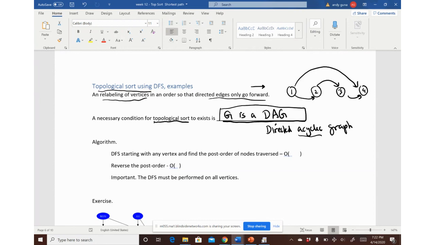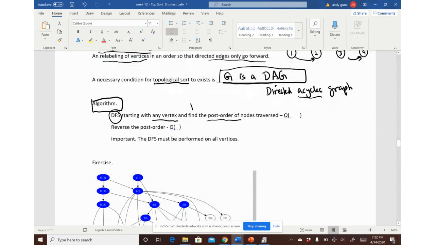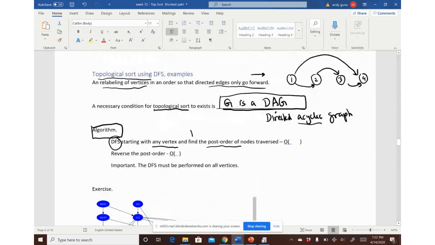Okay, so one of the algorithms we discussed was we're going to start with any vertex, and then we find what's called the post order using DFS. We're going to do DFS traversal and find the post order. Now, what we mean by a post order is that when you do recursion, let's say you start from 1, and then you go to 2, then you go to 3, and suppose you cannot go beyond 3, so the post order is going to be 3, 2, 1. Pre-order would be 1, 2, 3.